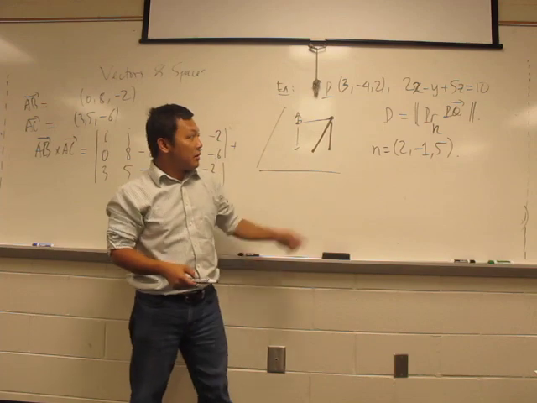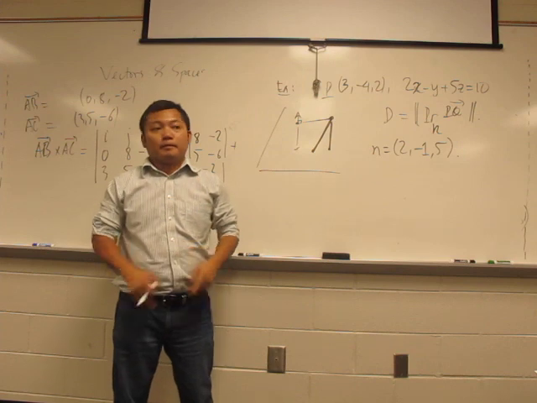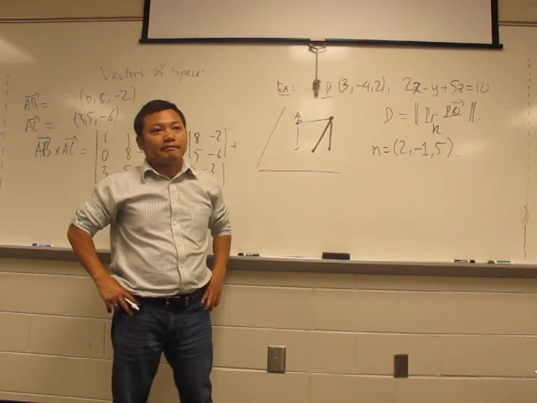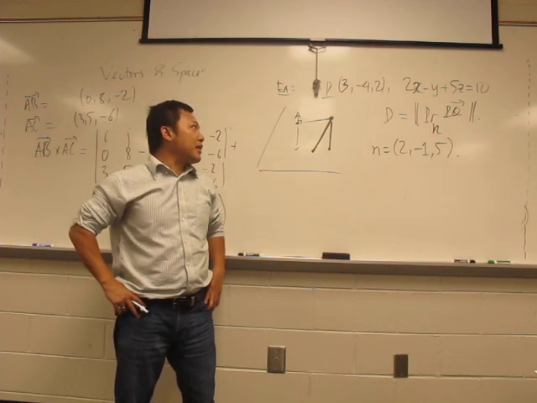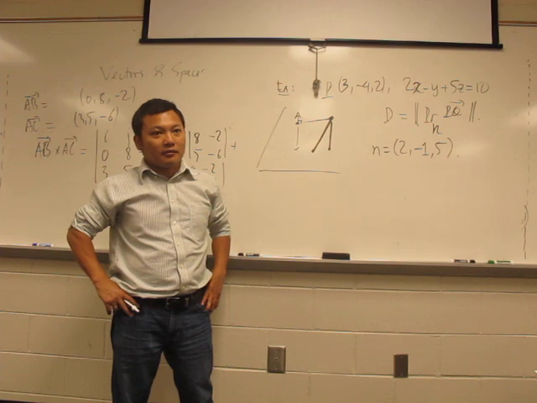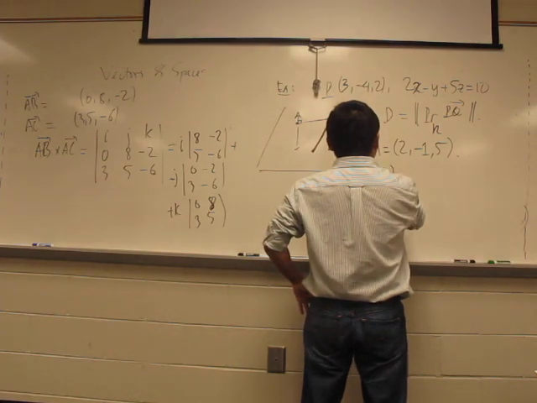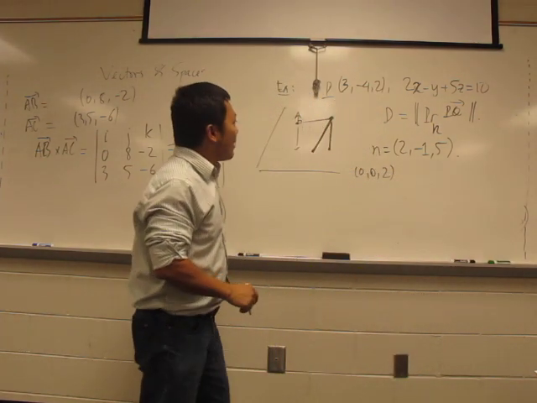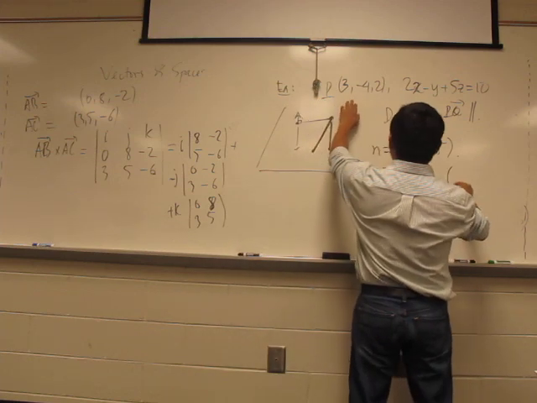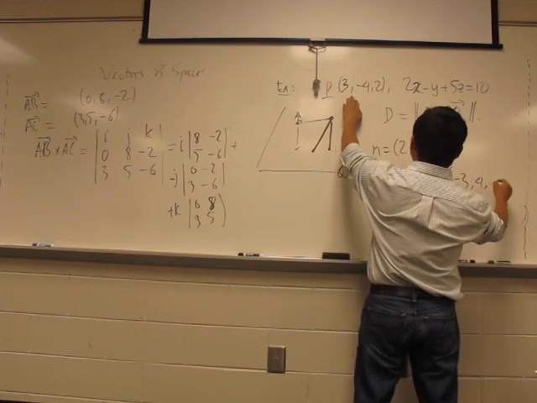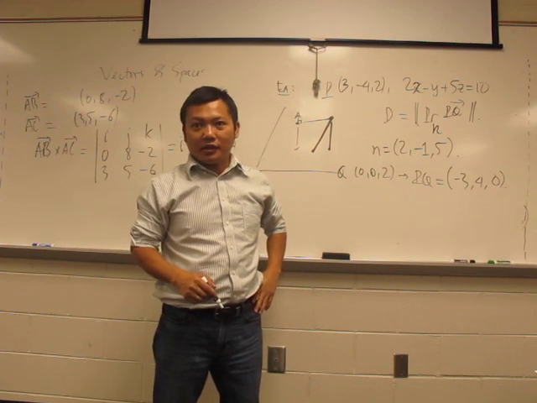But in this case, how to pick Q? Okay, P is this. How to pick Q? Is any point in the plane, right? Yeah. Let's pick any point on the plane. 0 0 2. Okay, let's say that's Q. Then you find PQ equal to -3, 4, and 0. And from here you find projection and take the norm.